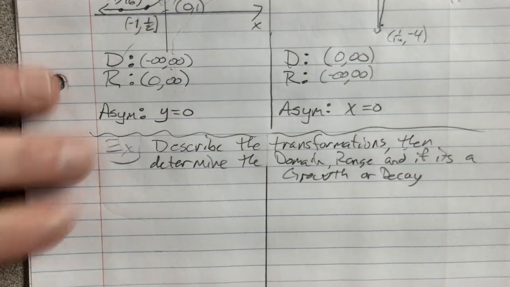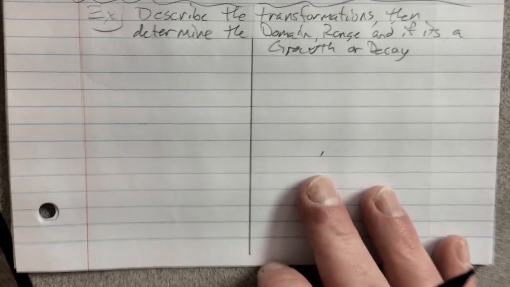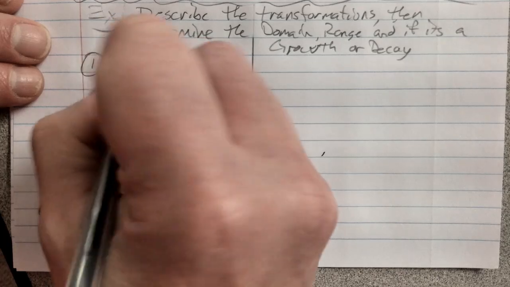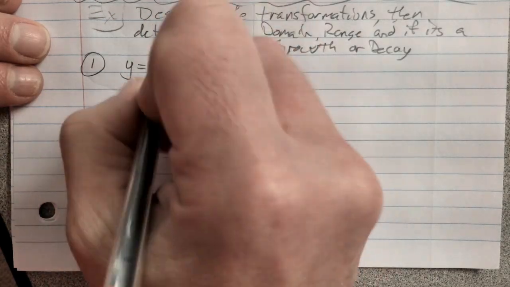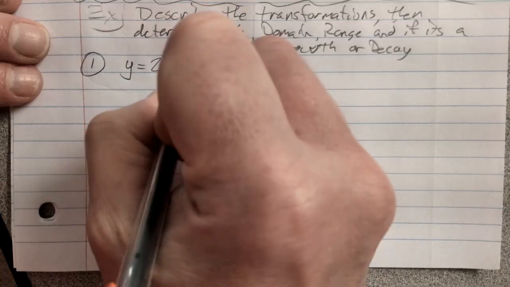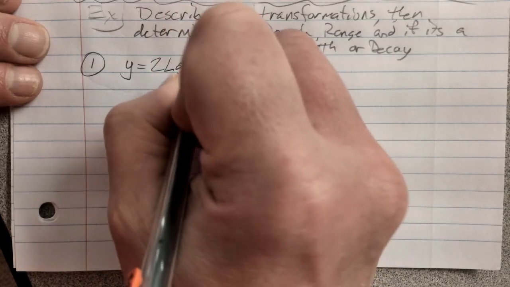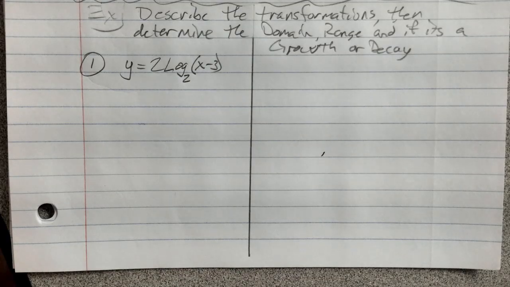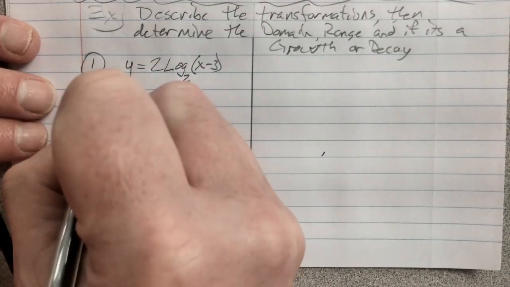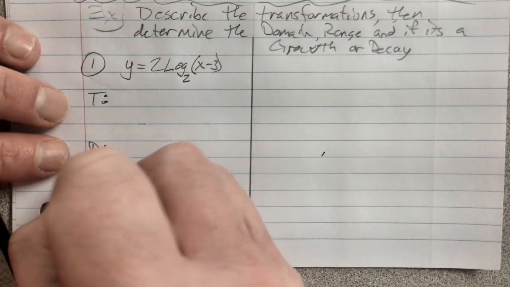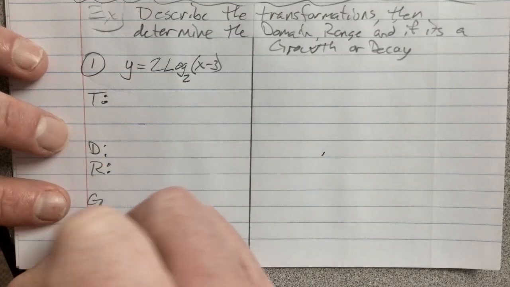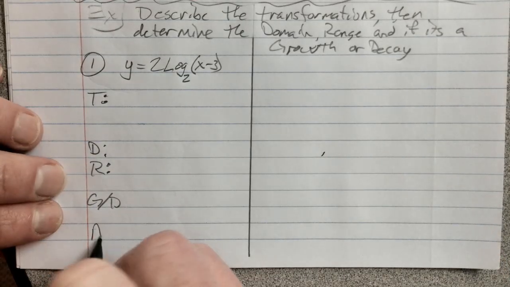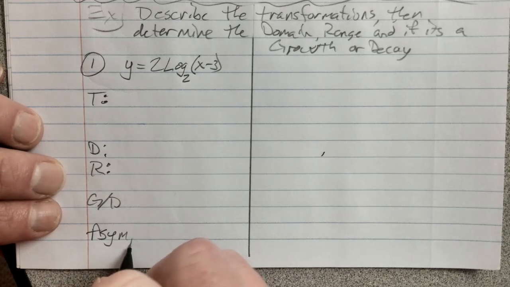All right. So, example 1. Y equals 2 times the log base 2 of x minus 3. So we need to know, what are the transformations? What's the domain? What's the range? Is this a growth or a decay? And what is the equation of the asymptote?